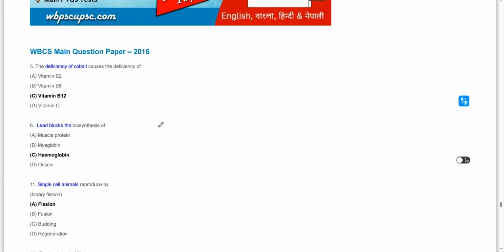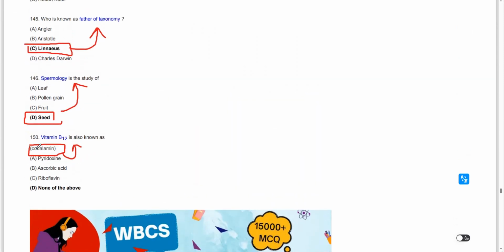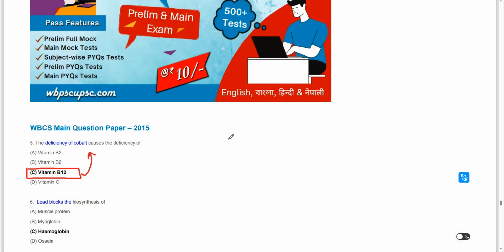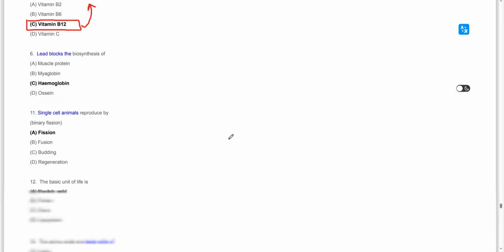Moving on to the next question. What else do we have here? The deficiency of cobalt causes the deficiency of vitamin B12. Vitamin B12 goes by the name cobalamin. If the cobalt in the body is in a lesser proportion than it has to be, then it gives rise to the deficiency of vitamin B12.